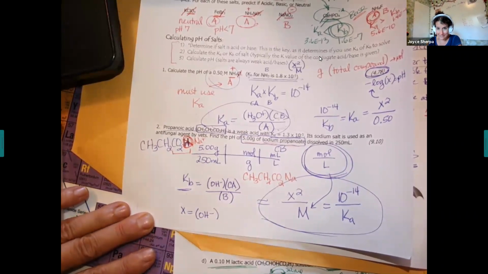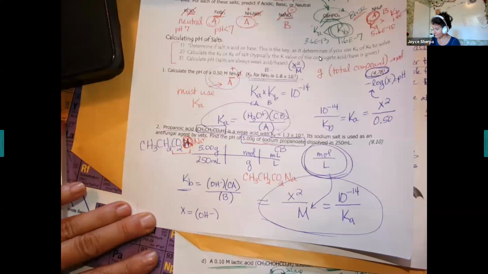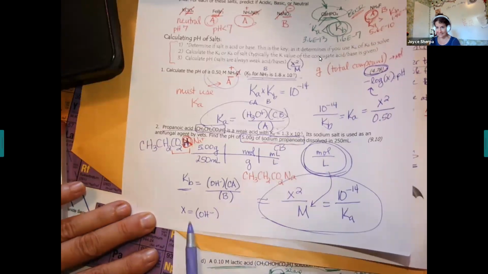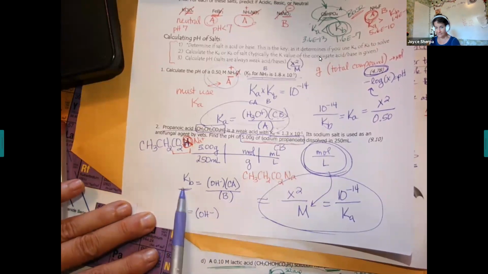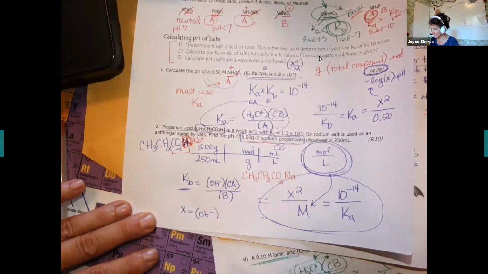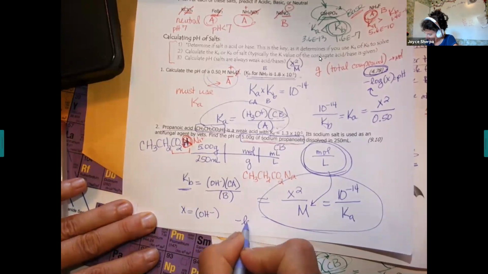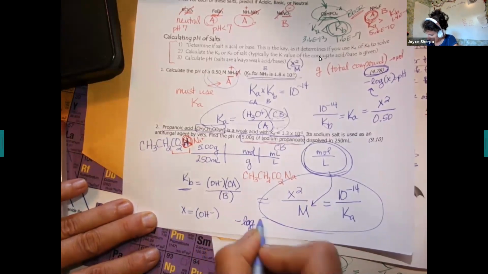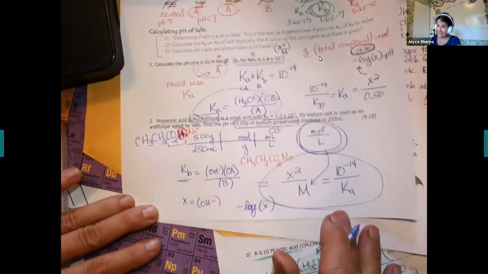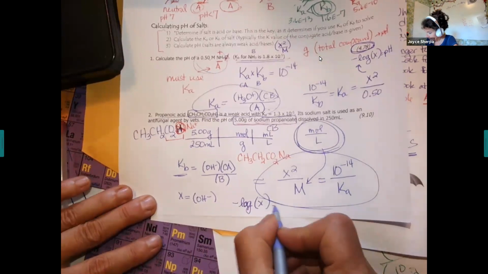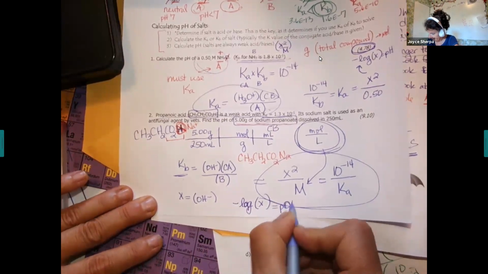Always state that. When you solve for X, take a deep breath. Breathing is good. Regulate your pH. And state, my X is my hydronium, or my X is my hydroxide. If it's a base, it's your hydroxide. When you do the negative log of the X, you're not going to get pH. You're going to get pOH.